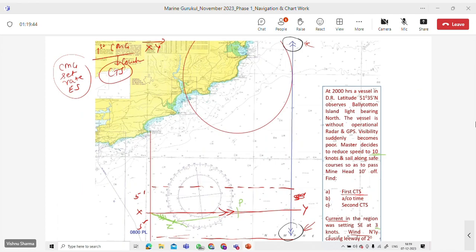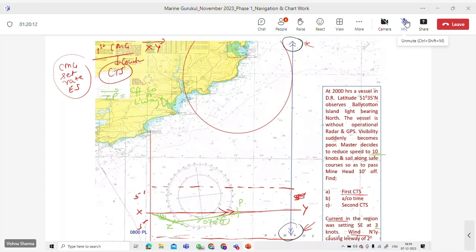Then I join them. Think before you speak. I'm warning you. What does ZP represent? Effective course. Very good. Leeway track, and they are same. Yeah, very good. ZP is the effective course or leeway track. Let us say, I'm just giving it values. Let us say this comes to 070 degrees true.